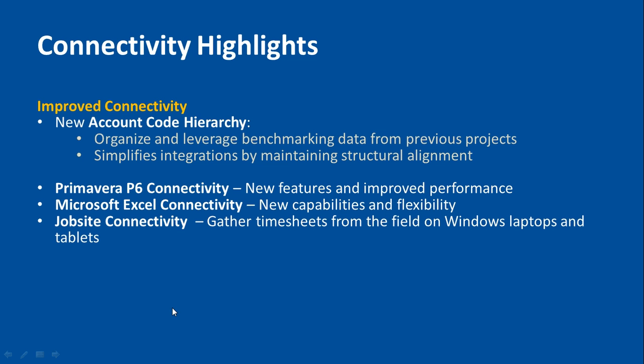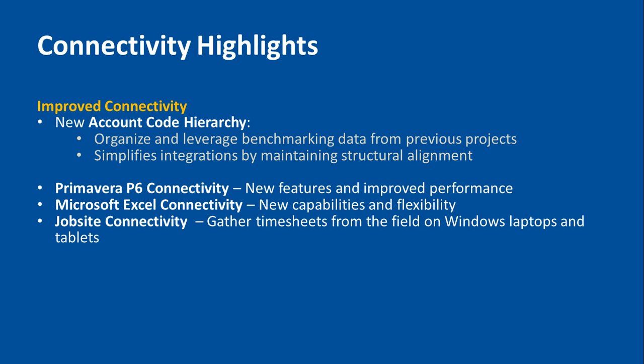So let's go over three of the main highlights among connectivity. The first, and this is the flagship feature of this new version, is a new account code hierarchy. It actually straddles multiple enhancement areas, including connectivity. First of all, it provides a new way to organize and leverage your benchmark data from previous projects by providing an alternate structure. Second, on the connectivity side, it simplifies integrations with accounting and ERP systems by maintaining structural alignment. We'll go into that in a little more detail in a moment.